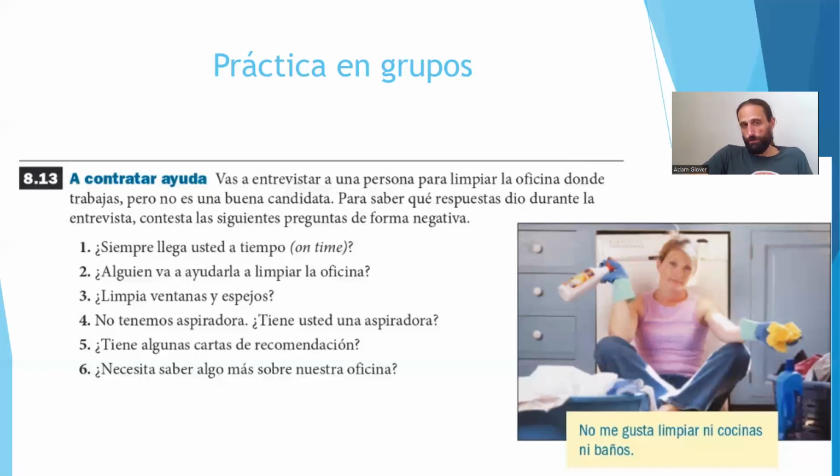Here, what I'm going to encourage you to do is read through the sentence, find the negative or indefinite word, and then replace it with its opposite. So, for instance, ¿siempre llega usted a tiempo? Well, siempre, always. What's the opposite of siempre? Never. What's the word for never? Nunca. So, nunca llega usted a tiempo. Similarly, for number two, alguien va a ayudarla a limpiar la oficina. Alguien, what's the opposite? Remember, it has the IE, so it's nadie.